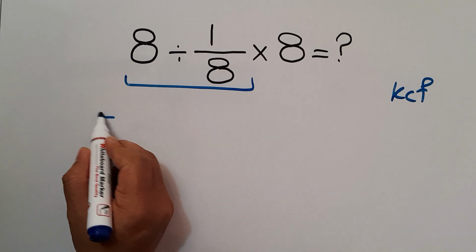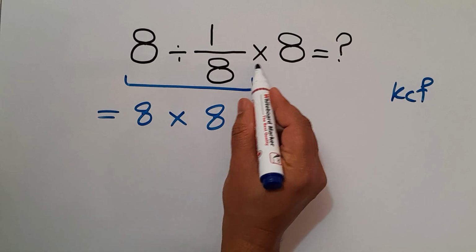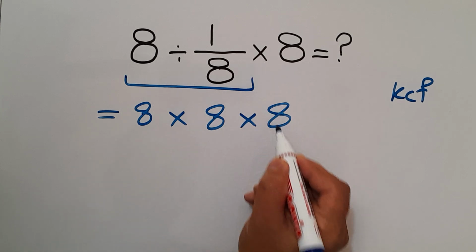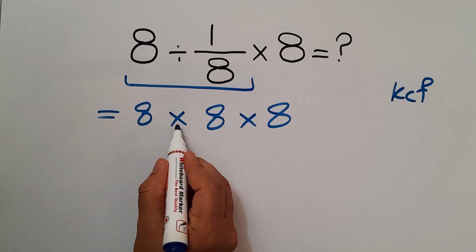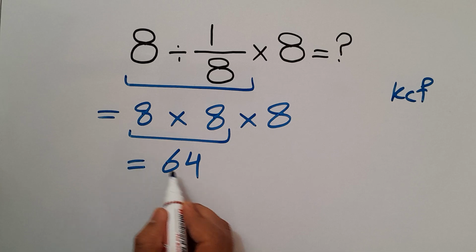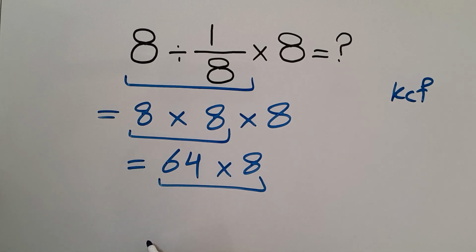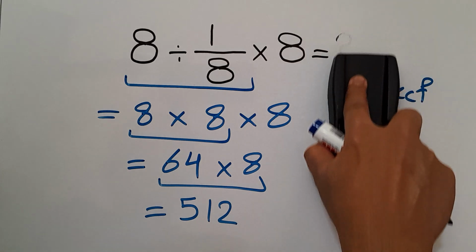So we can write 8 times 8 and times 8. Now 8 times 8 equals 64. So 64 times 8, which equals 512. So our final answer to this problem is just 512.